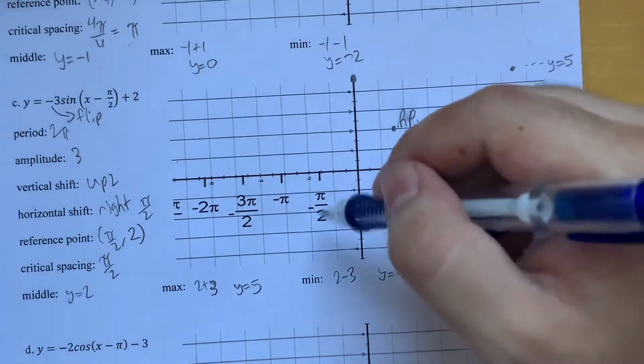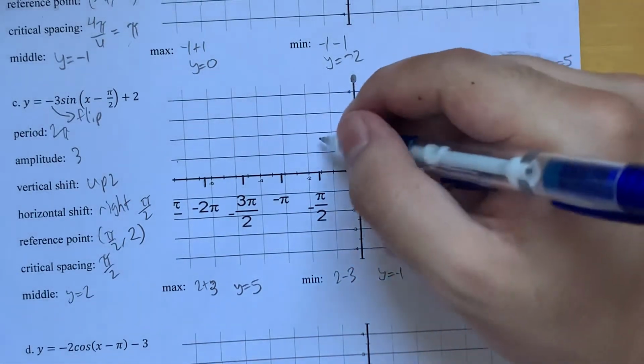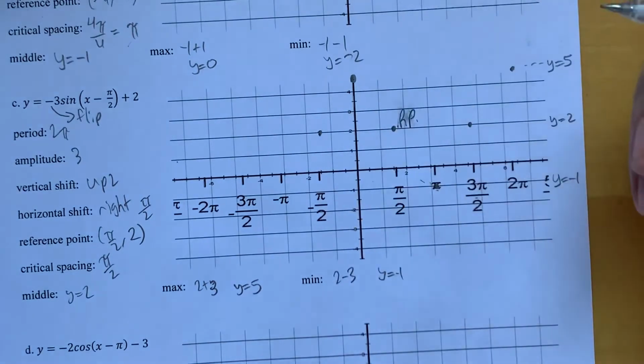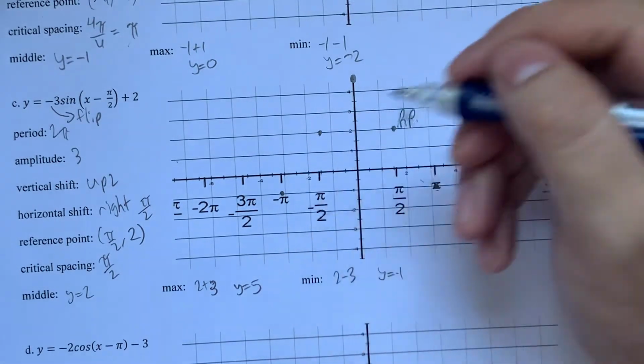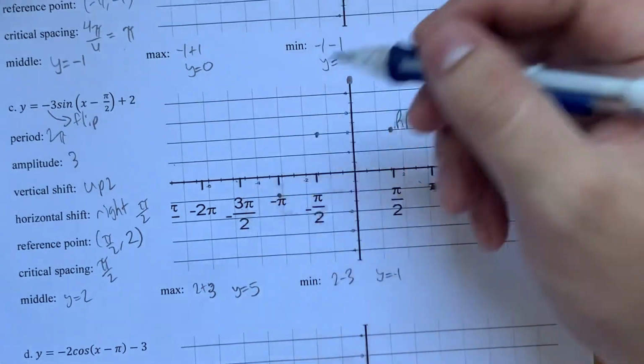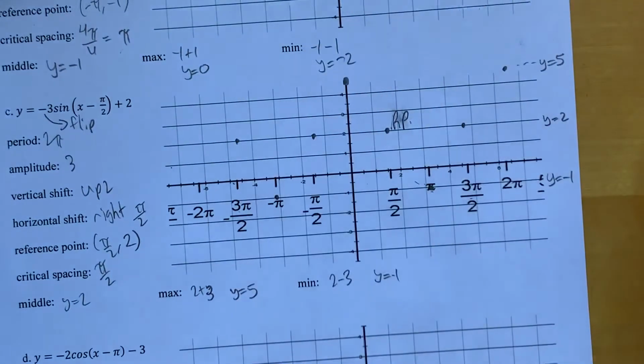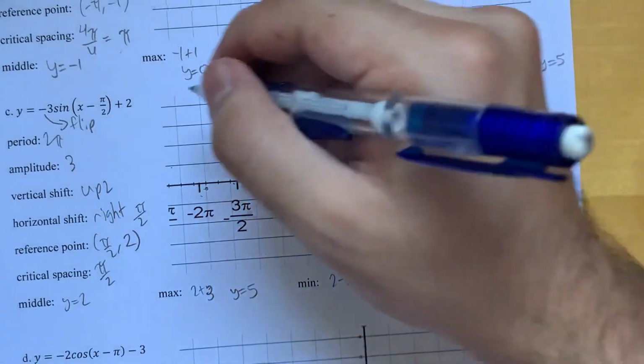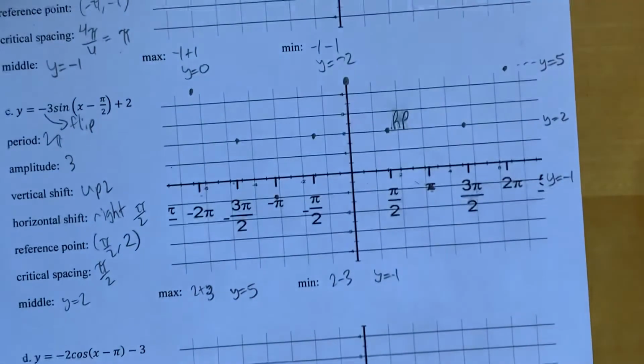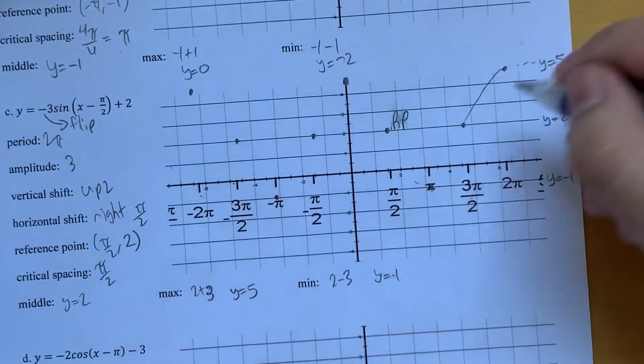And then, if I graph the left side, negative pi over 2, 2. Negative pi, negative 1. Negative 3 pi over 2, I'm going to go back up to the middle at 2. And negative 2 pi is going to go back up to 5. There we go. Now just graph it.